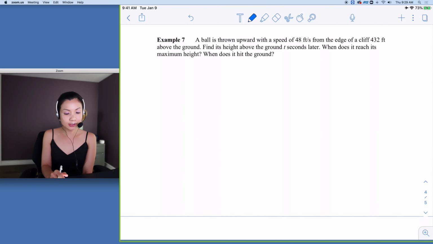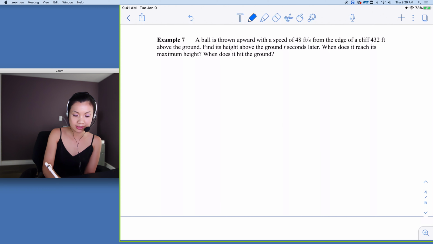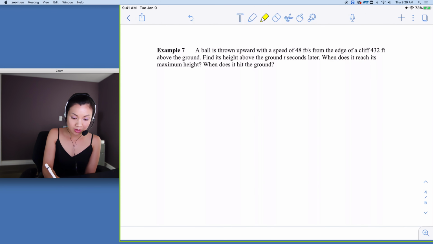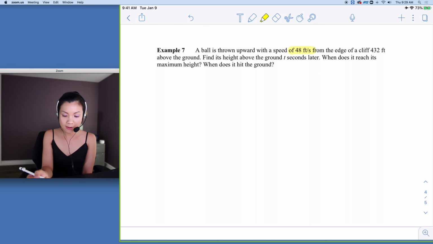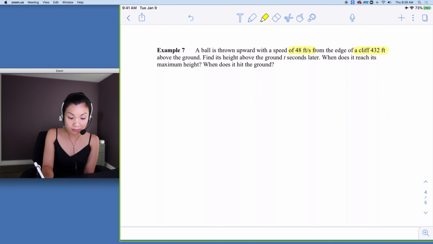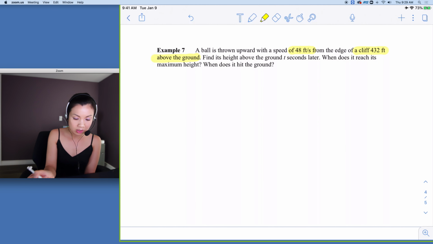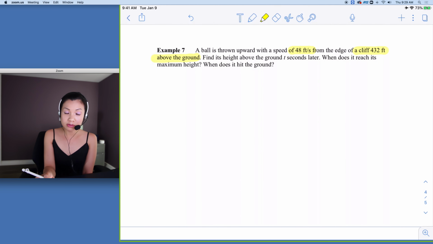Okay, let's take a look at this application problem right here. So what's given to us? What's given is the speed. And then we have from the edge of the cliff, 432 feet above the ground. They're asking you to find the height above the ground t seconds later. When does it reach its max, and when does it hit the ground?